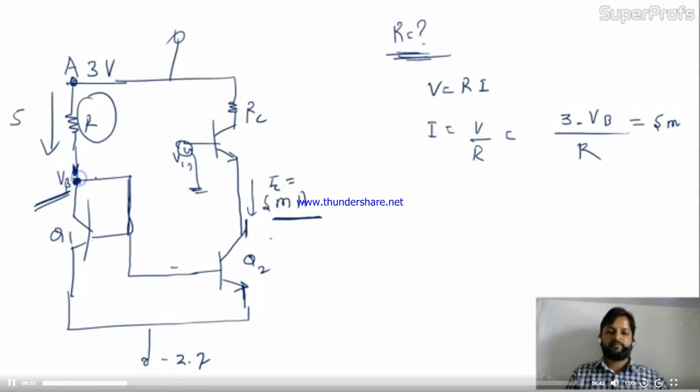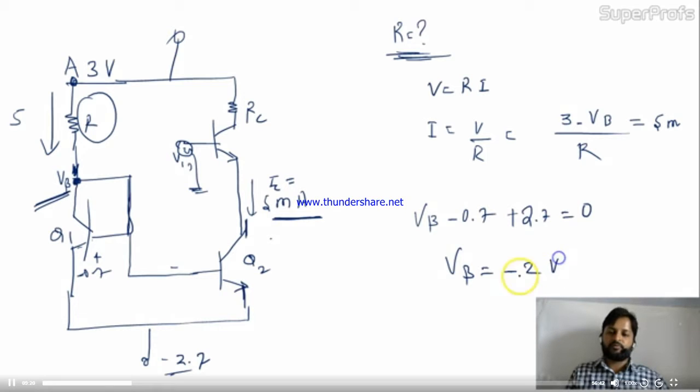Is it okay? Can I start my journey with VB? I'll start my journey from VB, move through the circuit and come to the ground. So what value am I getting? Let's start with VB. Here we came like this, and here this is plus minus 0.7, so minus 0.7. Here I came and this is 2.7 equal to 0. So VB is equal to minus 2 volt. Is it okay, friends? Am I right? Yes.